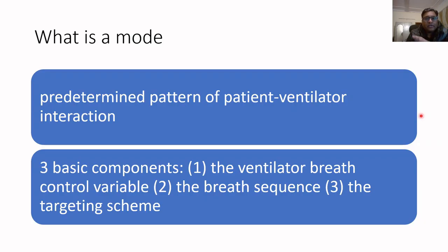It has three basic components. That's all we need. We need these three basic components to completely classify, or give a taxonomic attribute grouping to, a mode. These three components are, first, the ventilator breath control variable. The second is the breath sequence: the type of sequence in which the breath is being delivered. And the third is the targeting scheme: how the ventilator is modifying its output, the feedback as to what we have set and how it is using those parameters to give us an output. We'll look at the examples in detail.